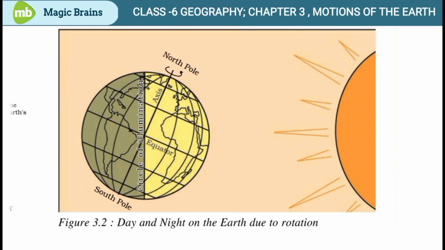Figure 3.2 shows day and night on the Earth due to rotation. Here we see the sunlight, the North Pole, the South Pole. We also see circle of illumination, equator, and axis.